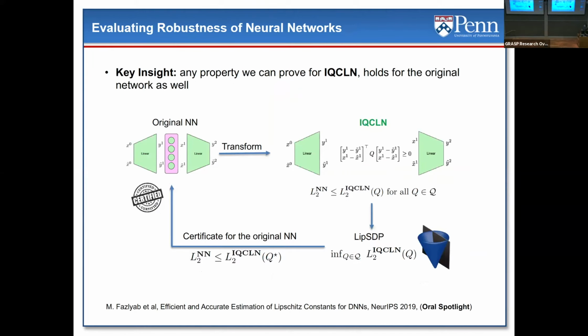Also, we're doing work on evaluating robustness of neural networks. And we do that essentially here. We propose optimization frameworks to estimate Lipschitz constants of neural networks, which then we can translate to robustness certificates for our neural networks.